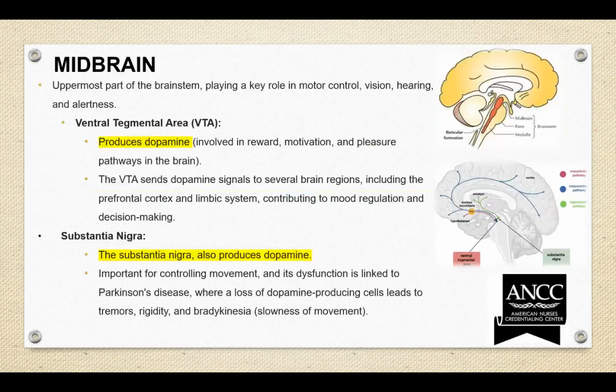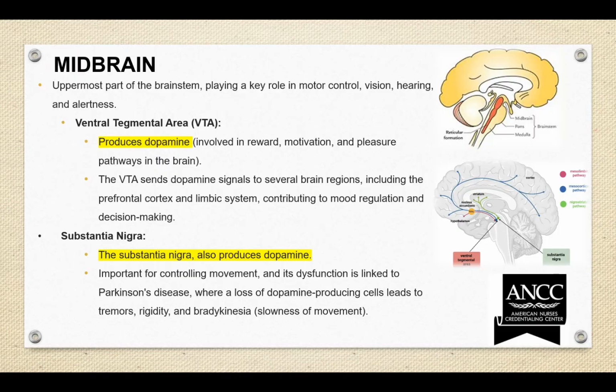Dopamine is involved in the reward, feel good processing, and norepinephrine affects attention, arousal, and the stress response. Okay. So the uppermost part of the brainstem is the midbrain. Okay. And this plays a key role in motor control, vision, and hearing and alertness. So now this midbrain section contains two areas that produce dopamine, the VTA, the ventral tegmental area, and substantia nigra. Very important.